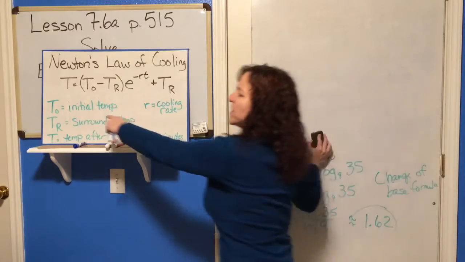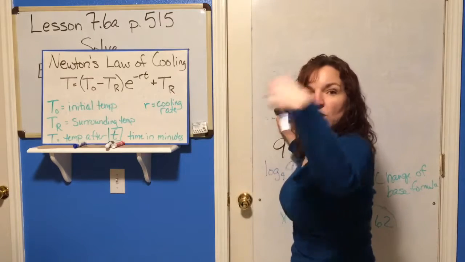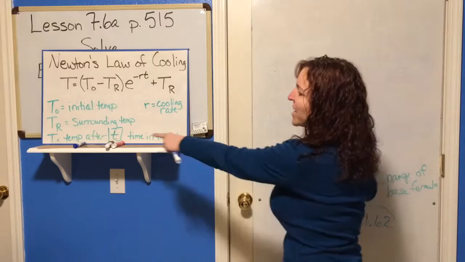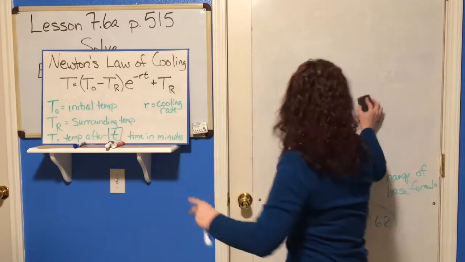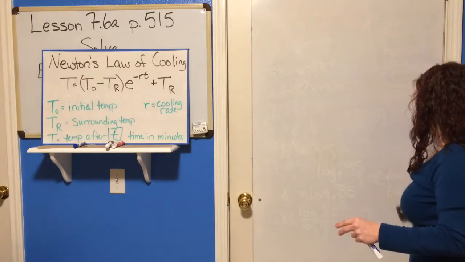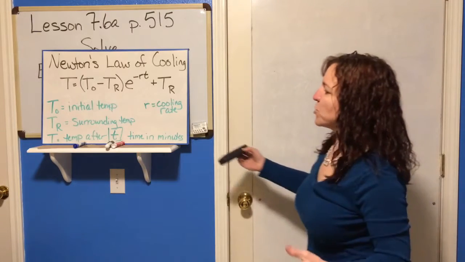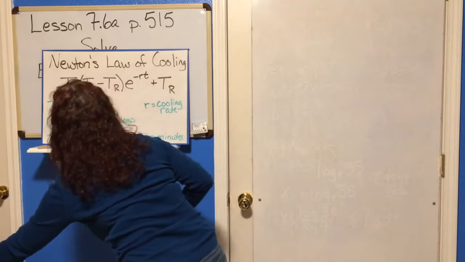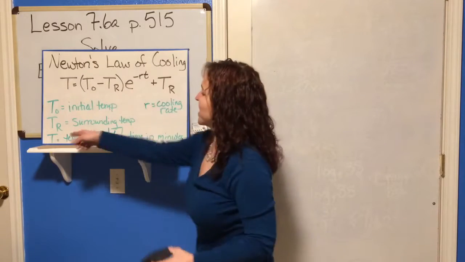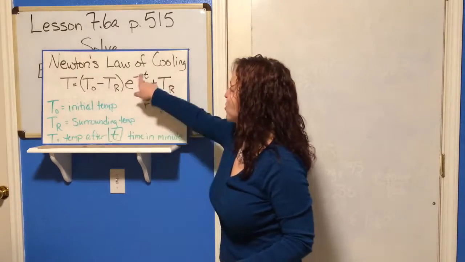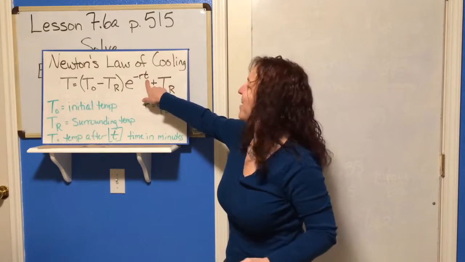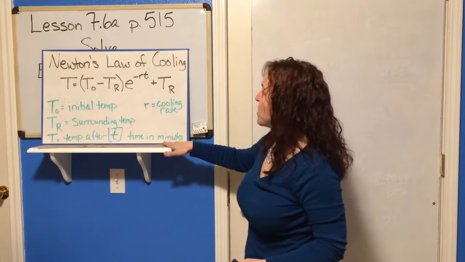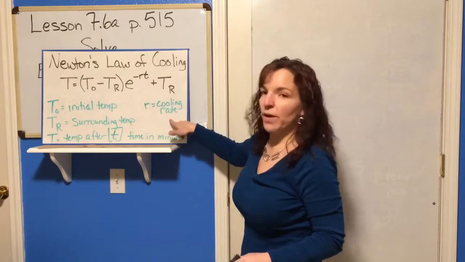Usually when we have the subscript zero, that means the initial of whatever. It's where we started, so that's the initial temperature of whatever we're talking about. And the T base R is the surrounding temperature. So if you've got something that's cooling off, the temperature of the room, or what surrounds it, is that T base R. And then T is the temperature after the time in minutes, so the time measured in minutes. And then this R is the cooling rate.